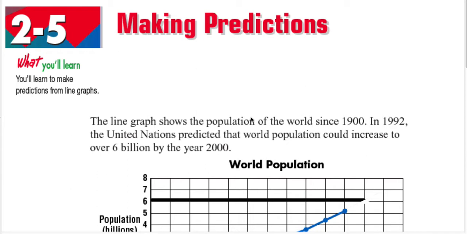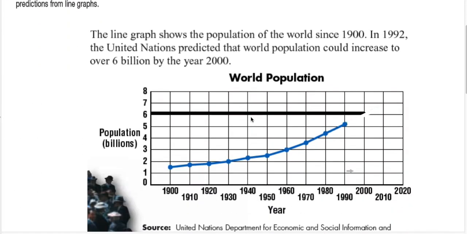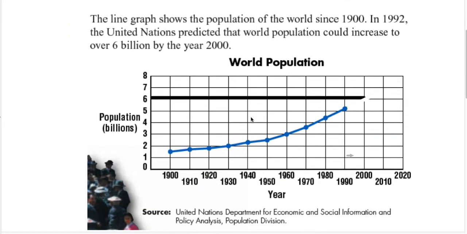In 2-4 we talked about reading circle graphs. But the more important thing that we need to understand in trying to do 2-5 is that when we talk about changes in time, we referred to line graphs. So we go back to this example. The line graph shows the population of the world since 1900. In 1992, the United Nations predicted that the world population could increase by the year 2000.